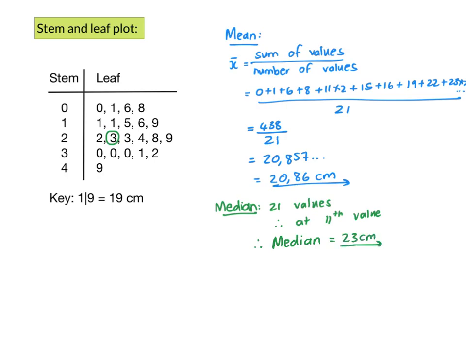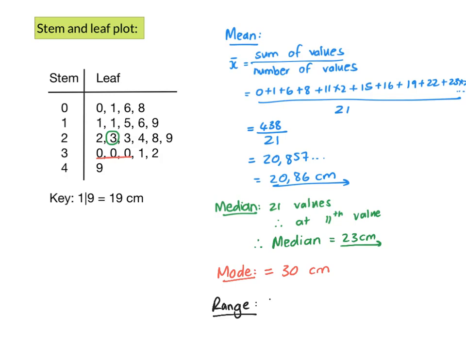Let's look at the mode. Now the mode, or the modal value, is the one that occurs most frequently. I can see that I've got 0, 0, 0 in a row there, in the 30s row, so my mode will be 30 centimeters. Lastly, let's look at the range.